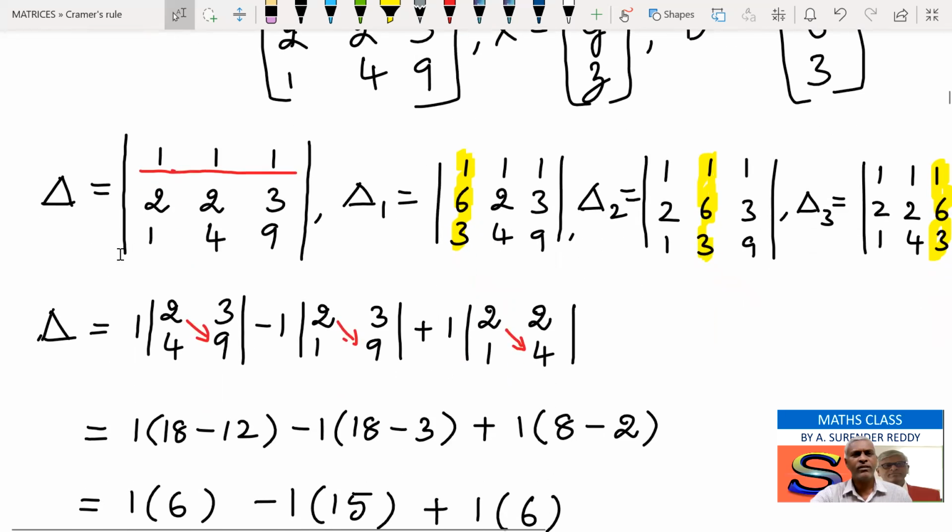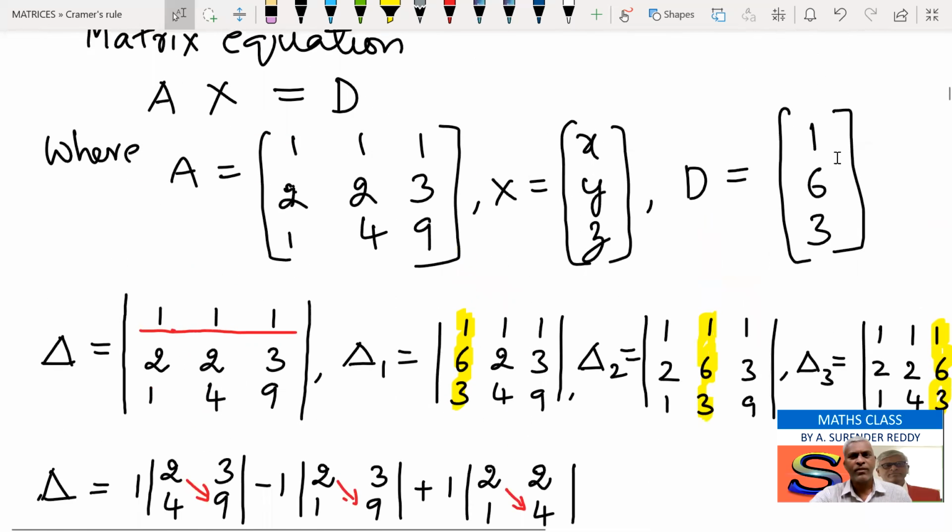Now consider delta as the determinant of A, delta 1, the determinant of the matrix which is the first column replaced by 1, 6, 3, and delta 2, the second column replaced by 1, 6, 3, delta 3, third column replaced by 1, 6, 3.